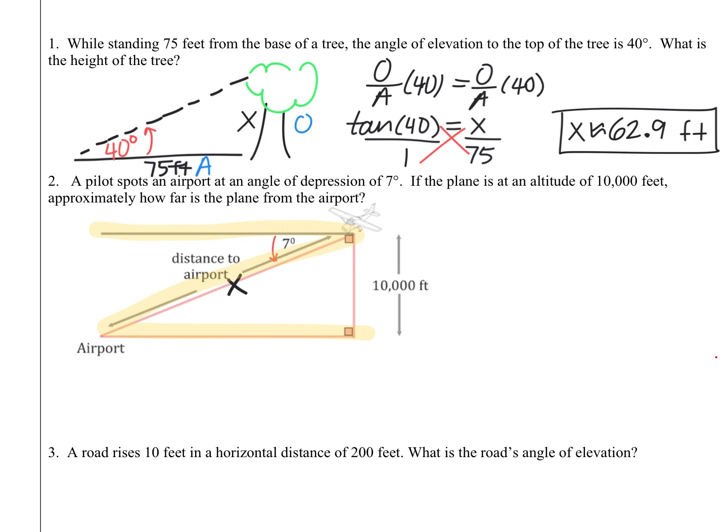Where else is it going to be 7 degrees? Right there. And if this is also 7 degrees, what kind of angles are they? They're congruent because they're called what? Alternate interior angles. So you can label 10,000 here as well. You try it. Do it yourself.